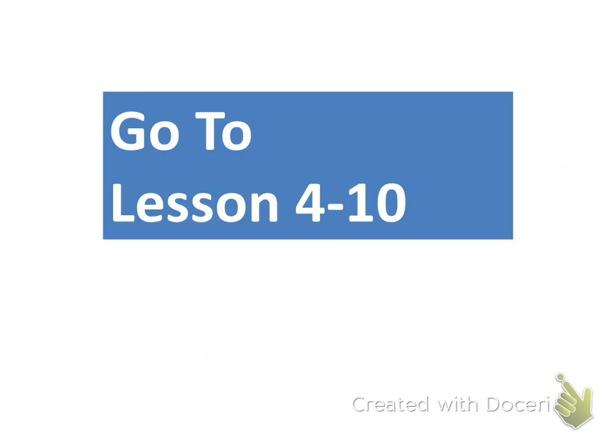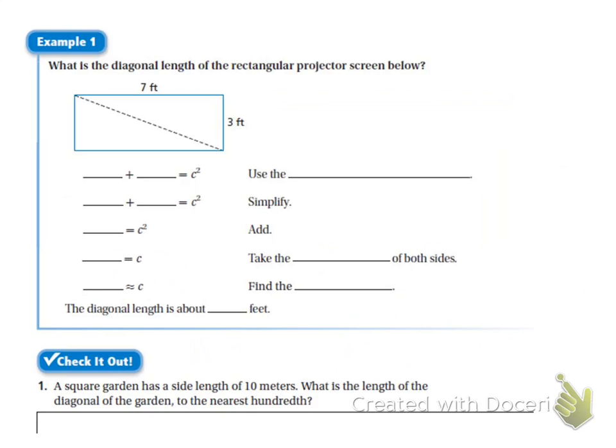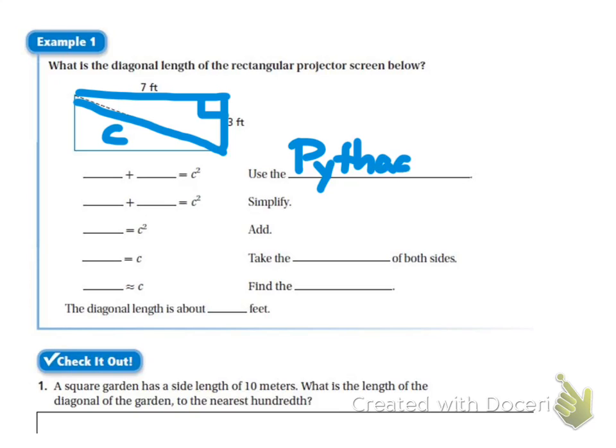Okay, now we're going to go on to lesson 410. So turn to Learn It 410. Number 1, we have a diagonal length of a rectangular projector screen seen below. So we know that if we were to take just this triangle, this is the right angle, we are looking for the hypotenuse. That's correct. So we're going to use the Pythagorean theorem. Excellent job.